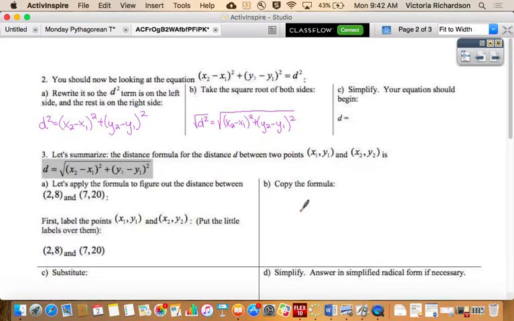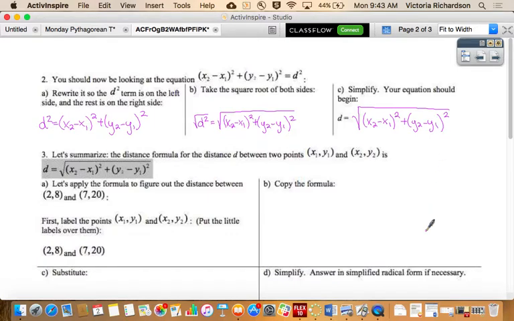So remember that square roots and squares undo each other. They're like opposites of each other. So if I take the square root of a square, I'm going to get just the base. So in this case, I would get just d. So when you take the square root of d squared, you get just d. Now, on the other side of this, we can't really do anything with that. So we're just going to leave all that alone. So we're going to have the square root of x2 minus x1 squared plus y2 minus y1 squared.